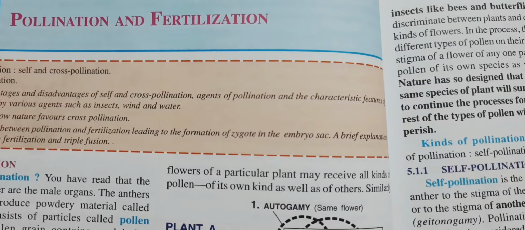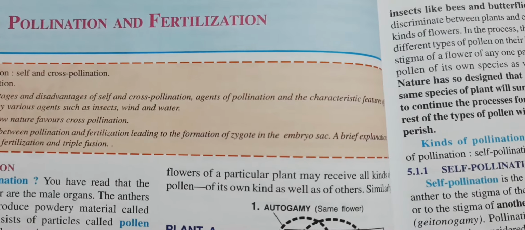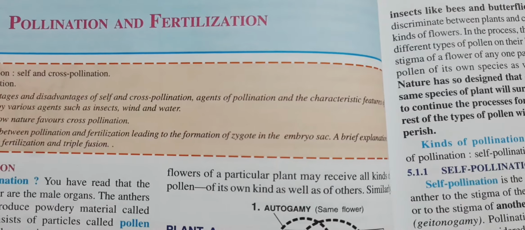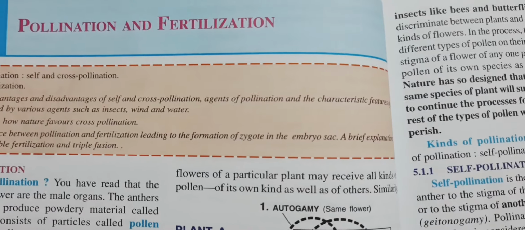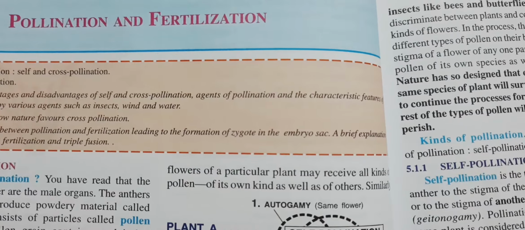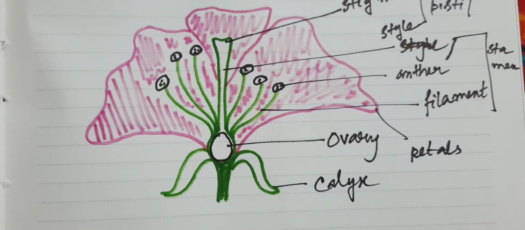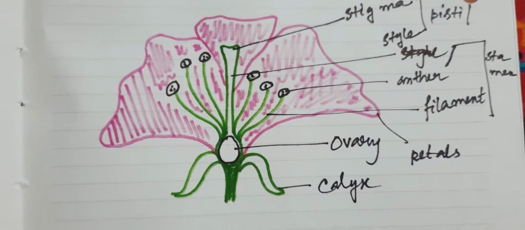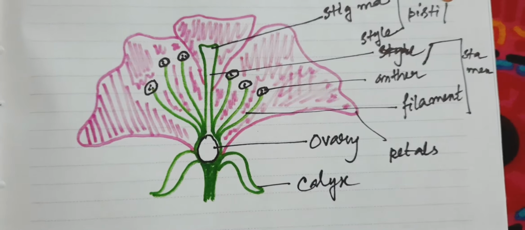Good morning students. In our previous class we discussed sexual reproduction in plants, and today we will discuss sexual reproduction in plants, which involves pollination and fertilization. For that, first we have to know the structure of a flower. This is the diagrammatic representation of a flower.